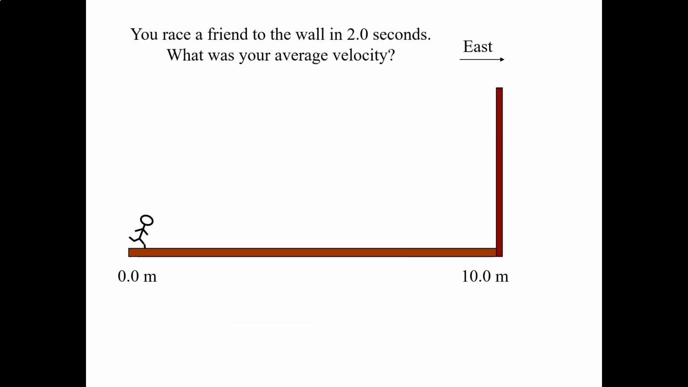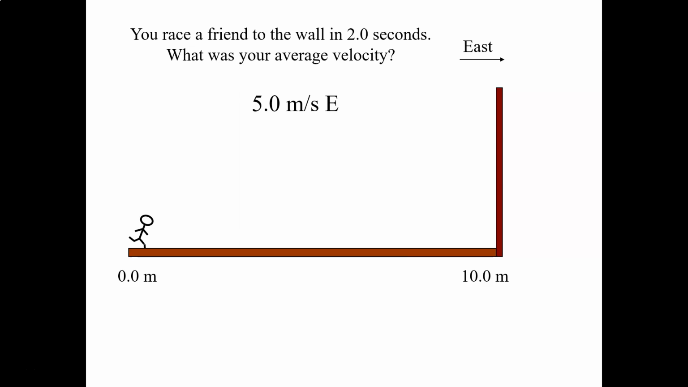So let's say we've got a friend here, and he runs 10 meters to get to a wall, and it takes him 2 seconds to do this, and we want to figure out what the average velocity is. Well, the average velocity is displacement over time, which is delta x over t. So 10 meters divided by 2 seconds gives us 5 meters per second. And the question is, why would that be the average velocity?